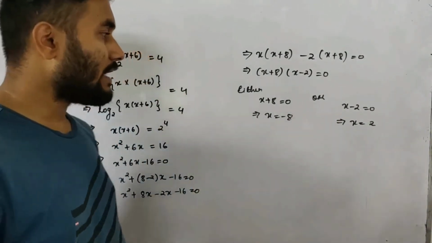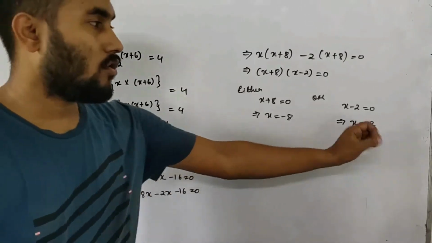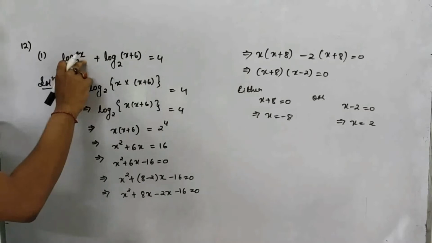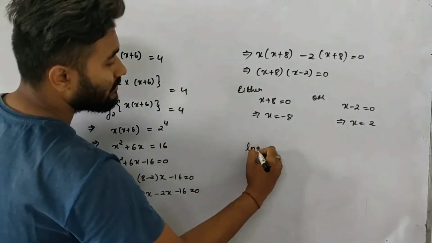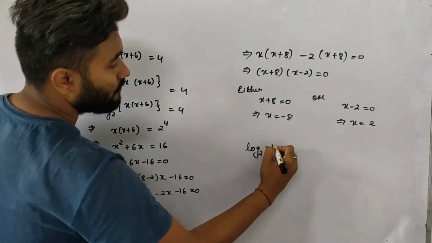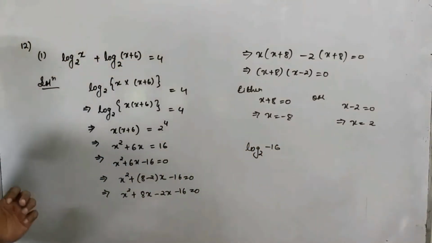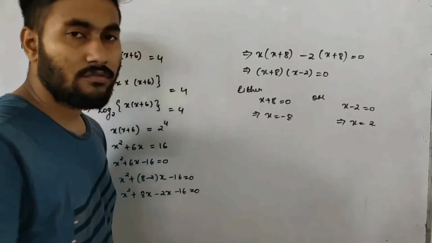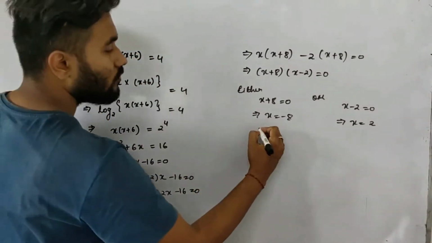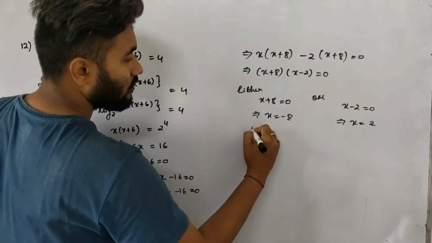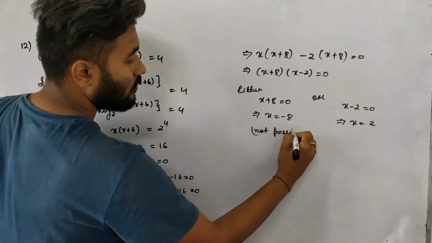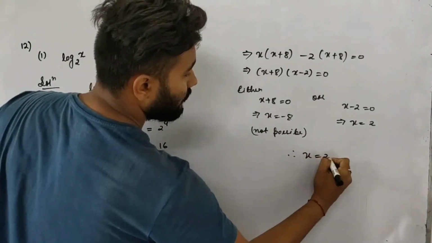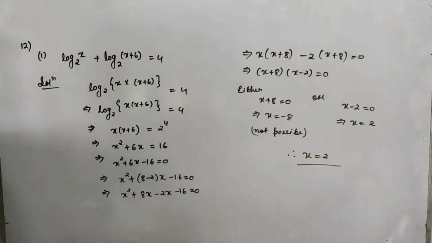So what is the value of x? X is equal to -8 or x is equal to 2. Now you see, can you put -8 over here? Have you done any value like this, minus of say 16, like this question have you done? Not done, right? So this cannot be negative. Understood? So not possible. Therefore the value of x is 2. So this is your answer.